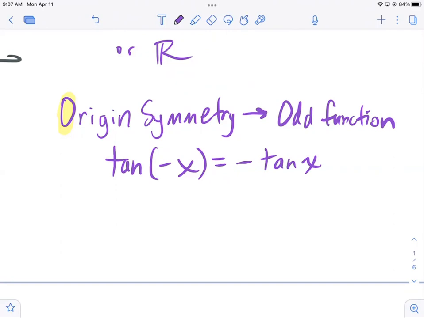Yeah, we bring it out front. For even functions like cosine, we forget about it. All right.